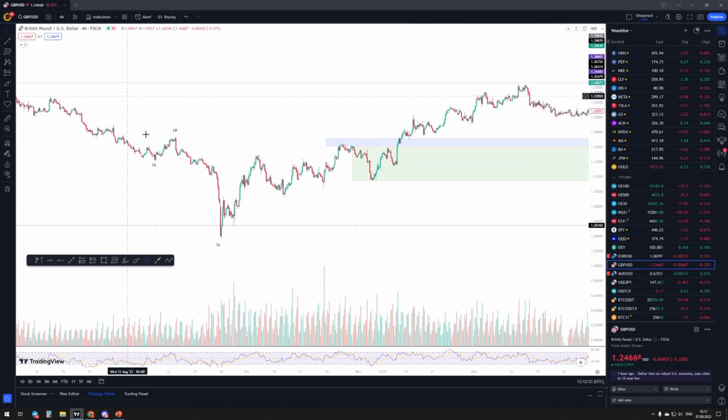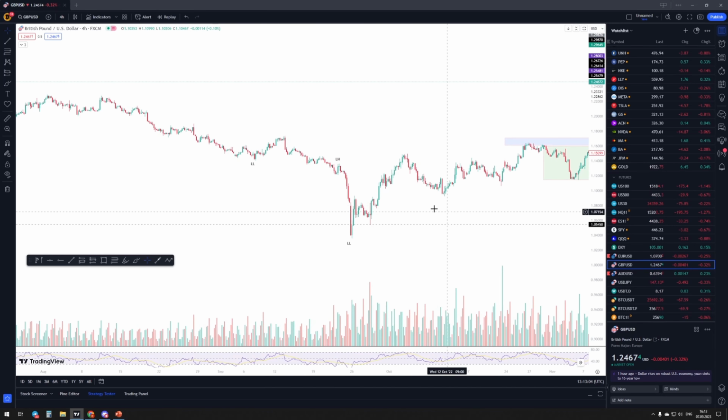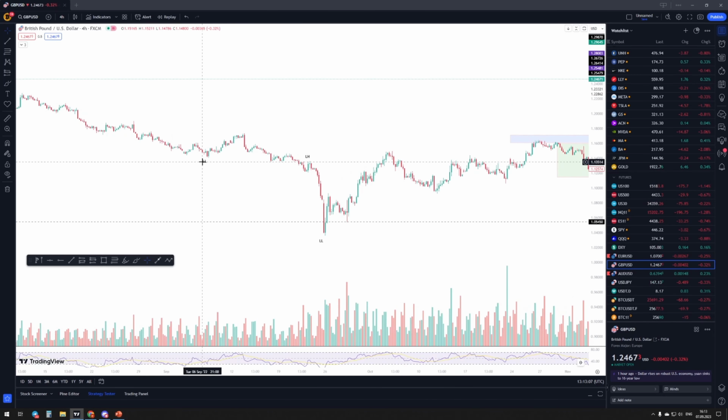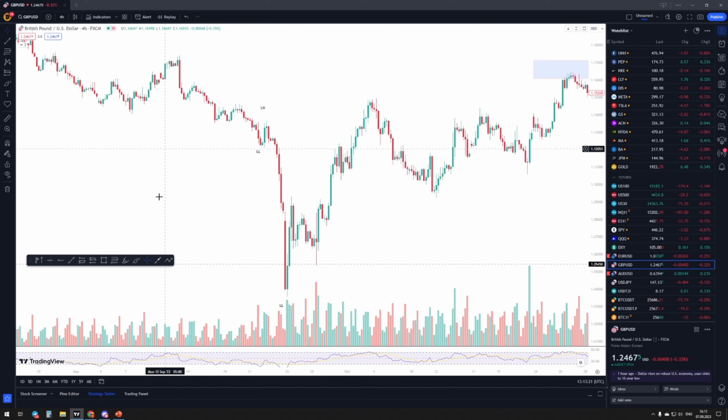This is British pound, so we can identify this as lower low, but this is going to be lower high, three candle swing, as you can see. So this probably will be lower low, lower high, lower low. So when we break this specific lower high, this one, we have a break of market structure.